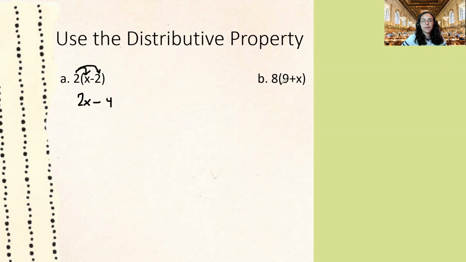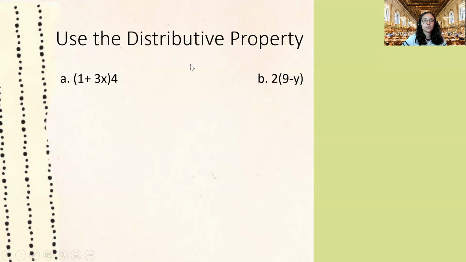For B, I have 8 times 9 plus x. So again, I distribute the 8 to both. So I have 8 times 9, which will give me 72, plus 8 times x will give me 8x. Okay, let's go ahead and continue.